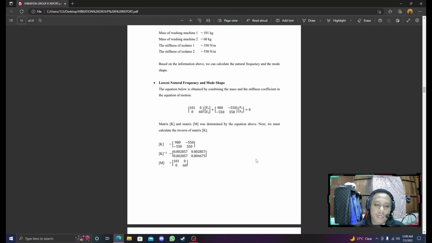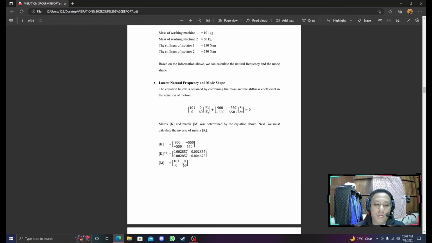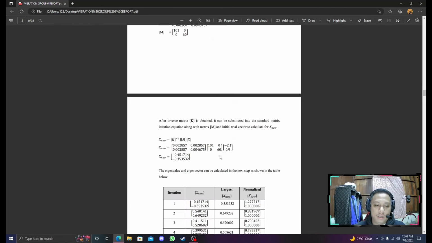Next, we must calculate the inverse of matrix K. K equals 900, negative 550, negative 550, and 550. K inverse equals 0.002857, 0.002857, 0.002857, and 0.004675. And M equals 101, 0, 0, and 60.